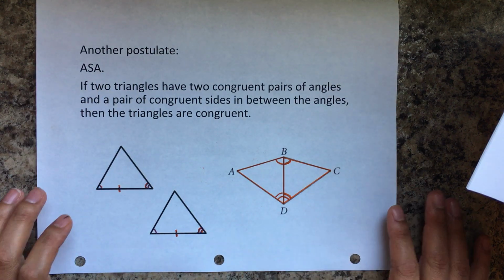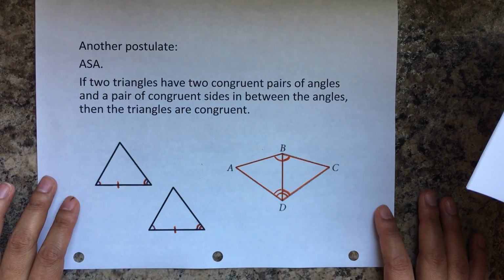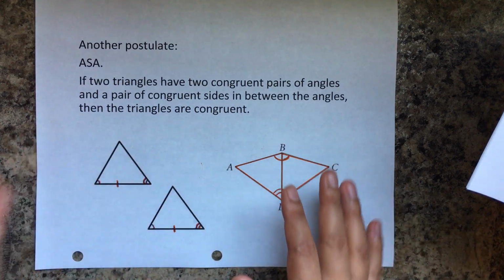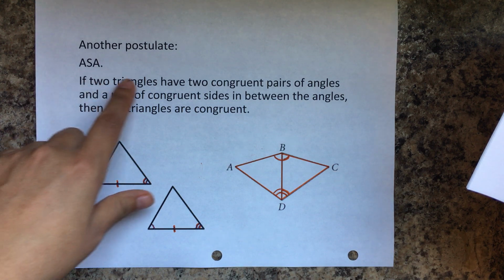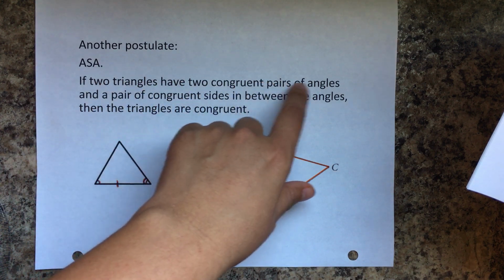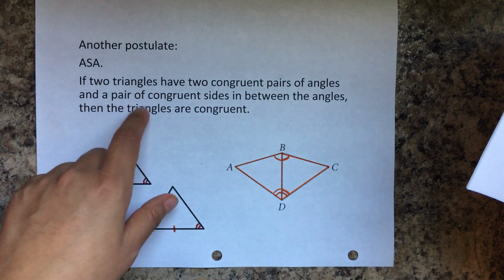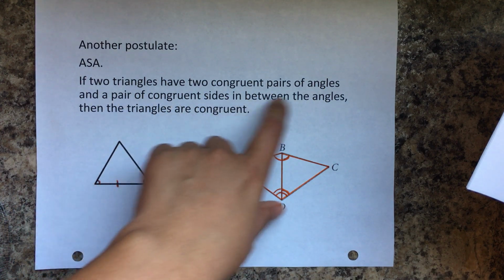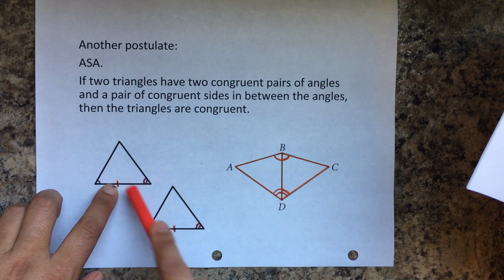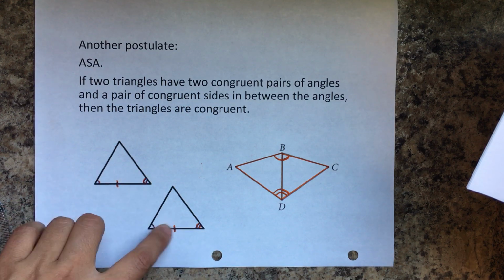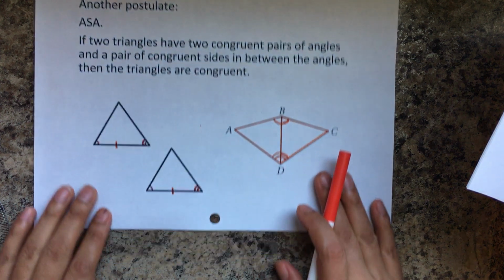So the order is a little bit different, and I'll show you how this is different from yesterday. It says that if two triangles have two congruent pairs of angles and a pair of congruent sides in between the angles, very important, in between the angles, then the triangles are congruent. And here you have two examples.